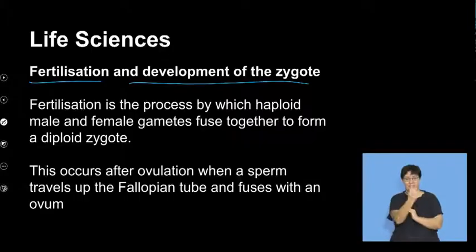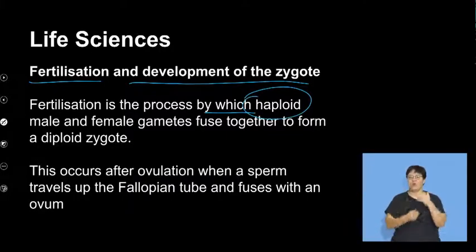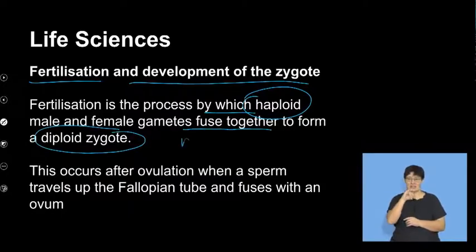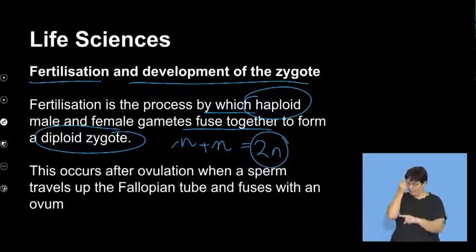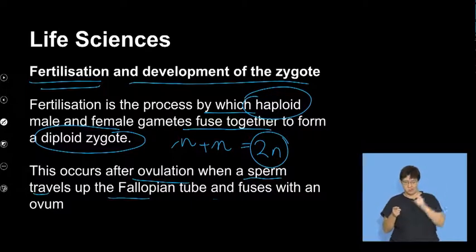So fertilization is a process in which the haploid gametes, which are the sperm and eggs, fuse together to form a diploid zygote. So remember that haploid is n plus the other n equals a diploid cell, being the zygote, having information from two different haploid cells. And this process of fertilization occurs after ovulation when a sperm cell travels up the fallopian tube and fuses with an ovum. It's important that we understand when fertilization takes place.